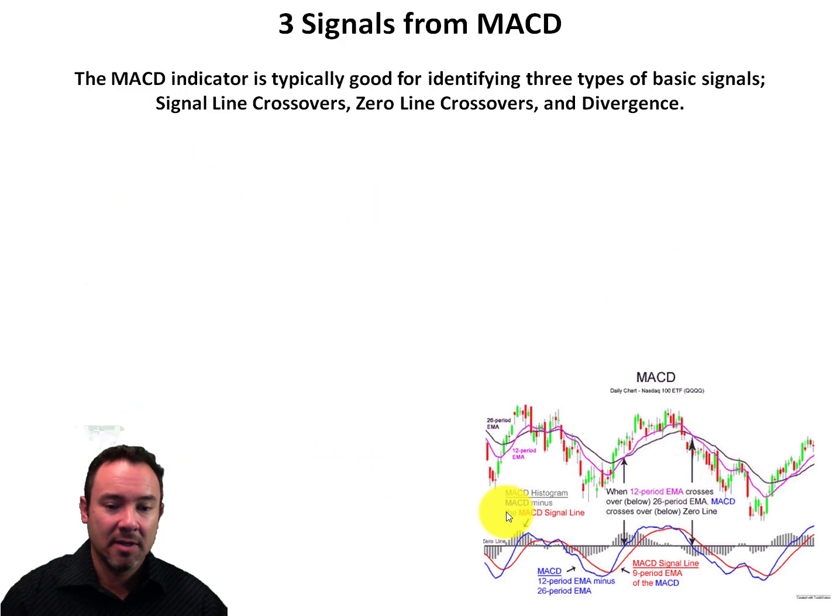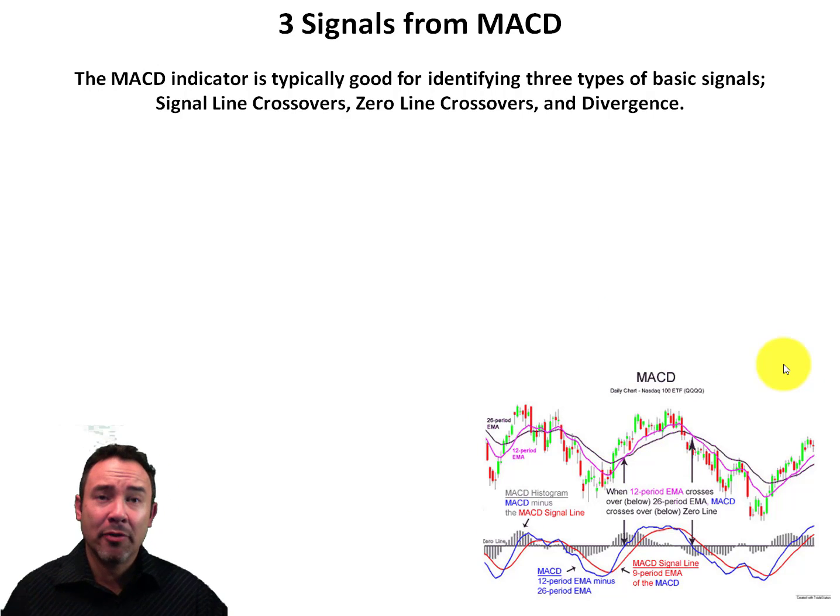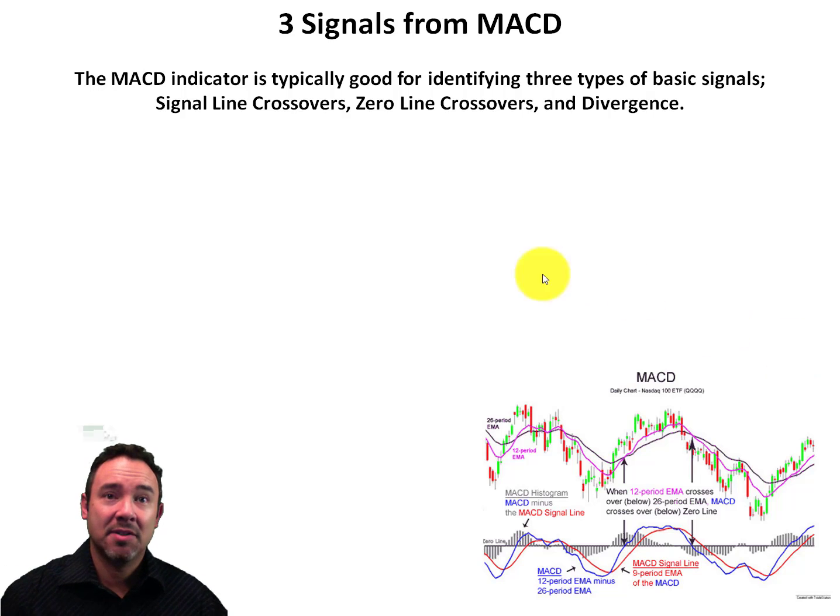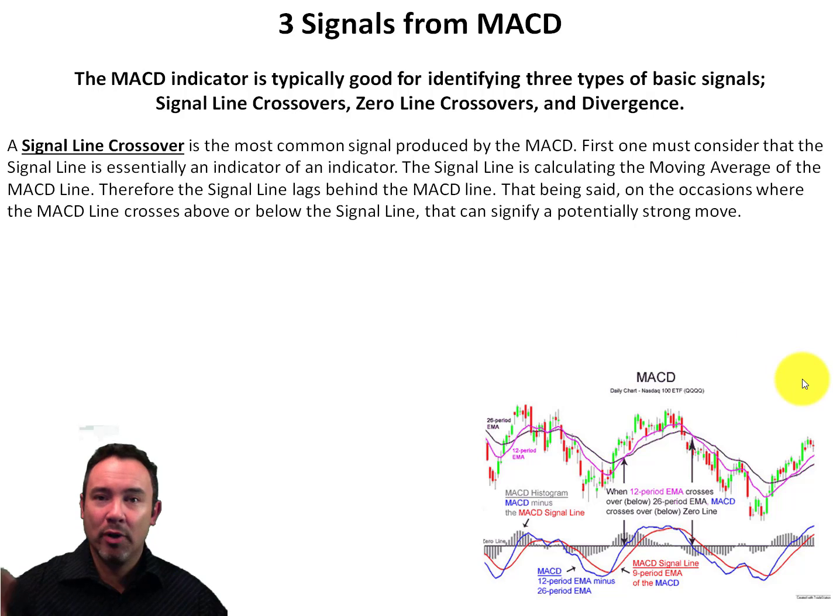I'm going to keep it up here in the corner on this next presentation slide so you get a better idea. So there are 3 signals that you get from the MACD. The MACD is really good for identifying these 3, and here they are. We have signal line crossovers, we have zero line crossovers, and divergence. So let's just do a brief overview on them.